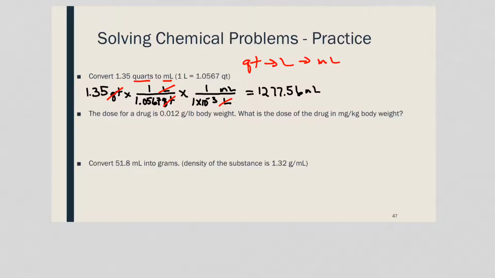Now, we cannot forget about significant figures. So, when we do these conversions, typically the number of significant figures in our initial quantity here is going to control the significant figures in our answer, because most often these unit conversions are exact numbers. So we're not going to let this quarts to liters conversion or this liters to milliliters limit the number of significant figures in our answer. So we have 3 here, so we're going to end up with 3.